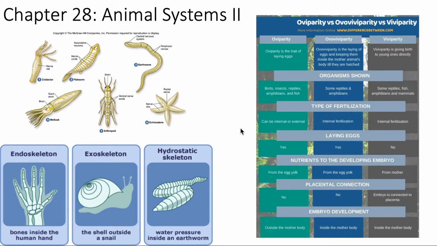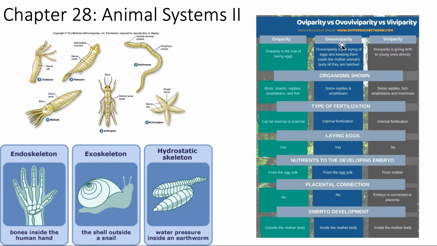Okay. So does it lay eggs? Yes. Type of fertilization, either external or internal, doesn't matter. Just what's happening is it's developing outside of the mother, so usually in some sort of eggs, which would make sense. That's why you see there, therefore, outside the mother.